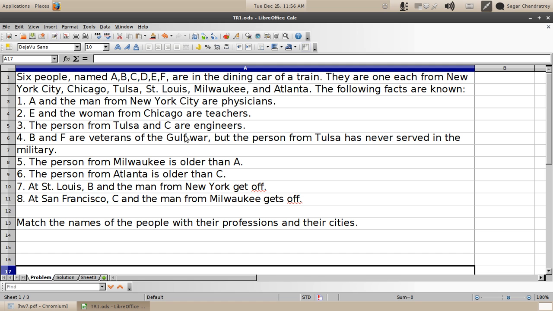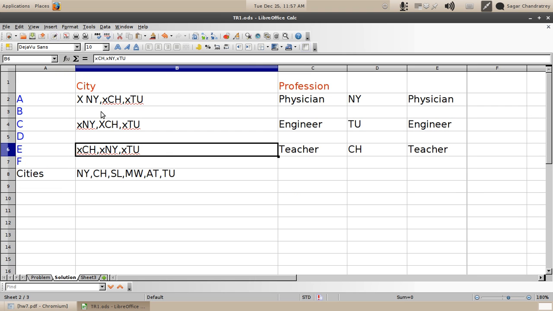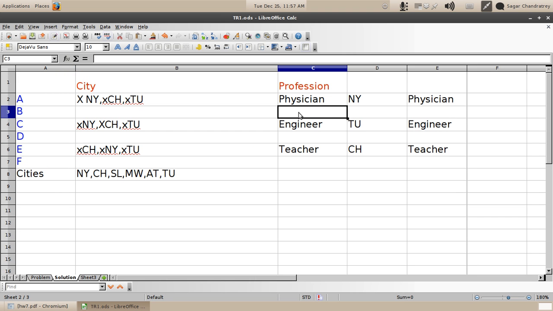B and F are veterans of the Gulf War, but the person from Tulsa has never served in the military. So in front of B and F, profession, we'll say they are Gulf War veterans.